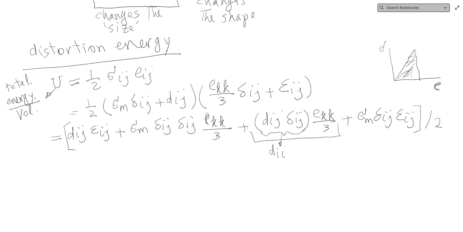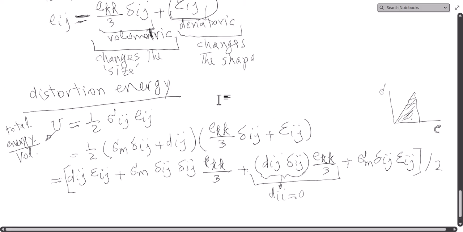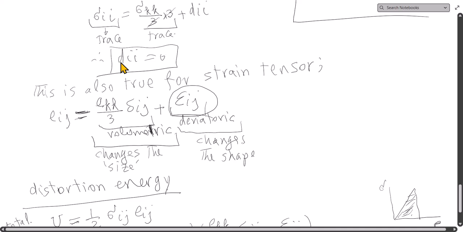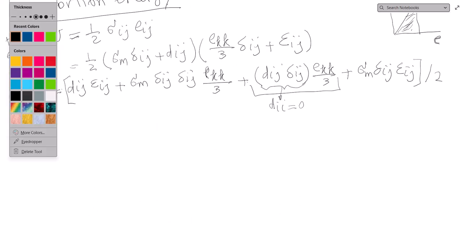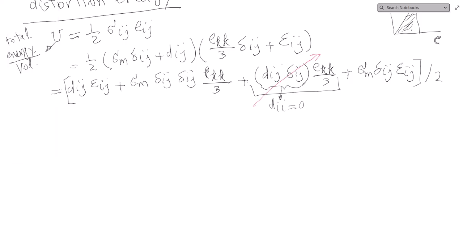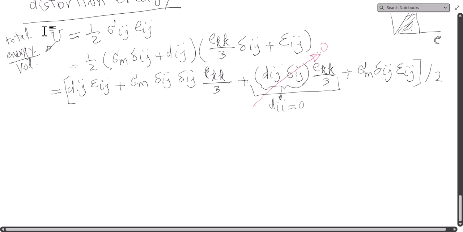Why is that? Because delta_ij is the Kronecker delta, and if i and j are different, it is 0. If it is the same, i equal to j, you get 1. Therefore, d_ij becomes d_ii. But this is 0. We already worked it out. But d_ii is 0 here. So this term goes away, drops out, 0.